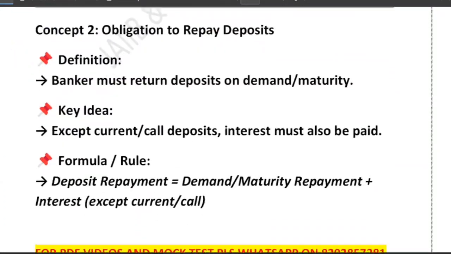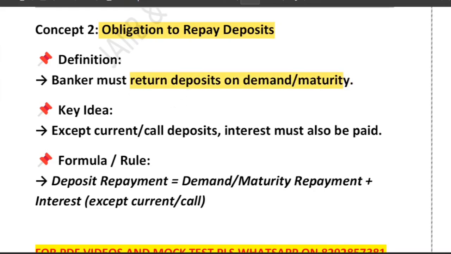Second point they have given is the obligation to repay deposit. What does it mean? Whenever a depositor asks for their money back, whether on demand or on maturity, the bank must repay it. So you can see, the banker must return deposit on demand or maturity. And except for current or call deposit, the bank must also pay interest. In the case of current and call deposit, no interest is paid. And in all the rest of the cases, interest should be paid. So that is called obligation to repay the depositor.